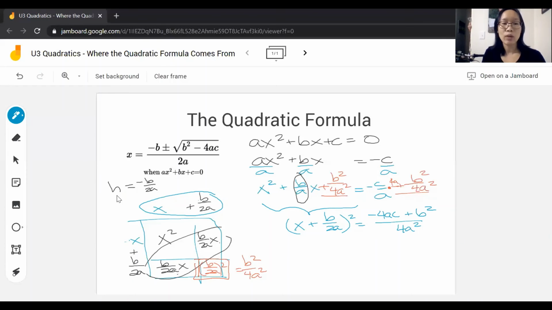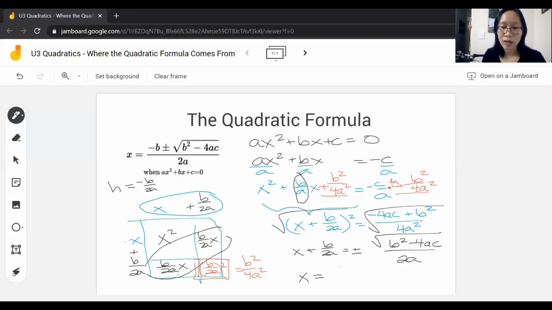When I take the square root of each side, I then have x plus b over 2a is equal to plus or minus the square root of b squared minus 4ac. And my denominator 4a squared is a perfect square, so the square root of that is 2a. To get x by itself, I'm going to subtract the b over 2a from each side. So this is negative b over 2a plus or minus the square root of b squared minus 4ac over 2a. And if I put this all over a common denominator, I get the quadratic formula.